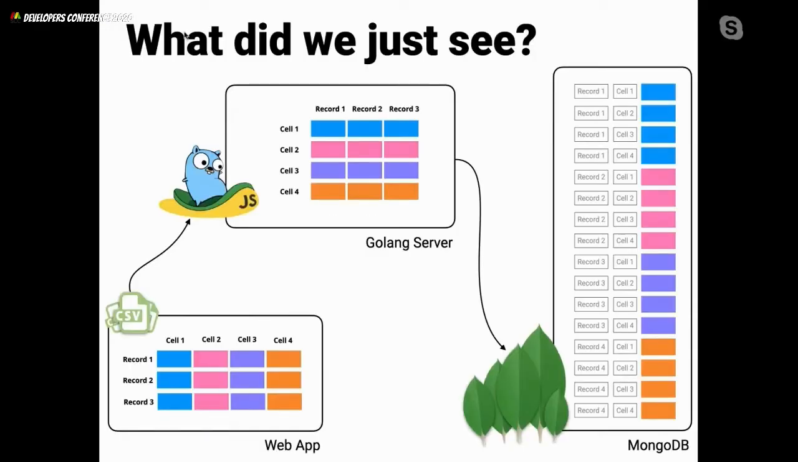So what did we just see? We saw a web application where we took data that was row-based. So we have record 1, and record 1 had 4 different cells, as an example. Then we uploaded that data from the web client to the Golang server. I'm using Golang for my backend.